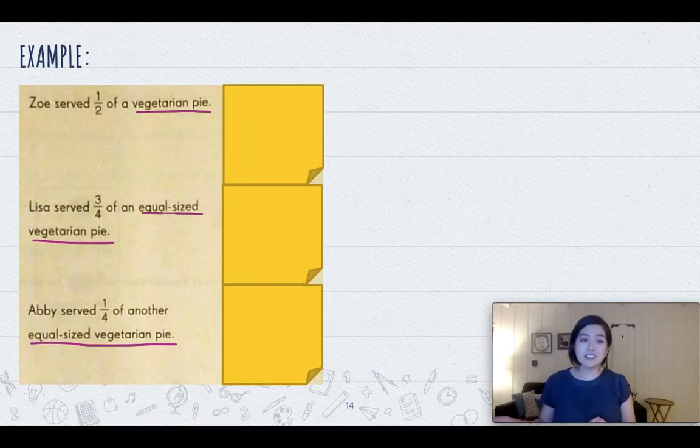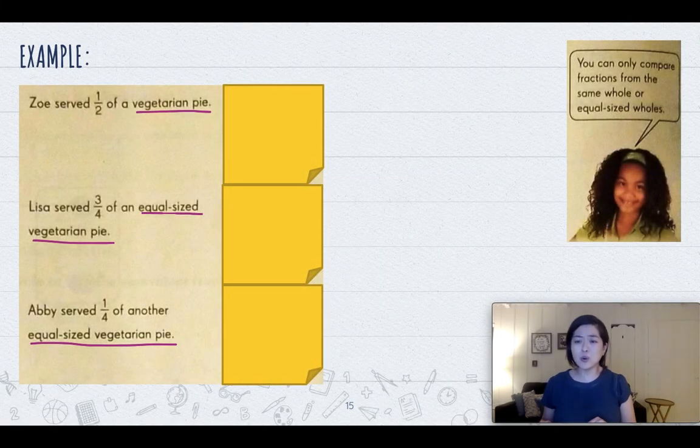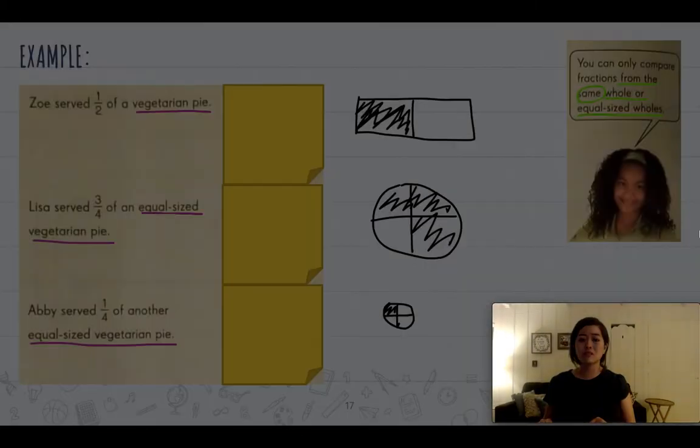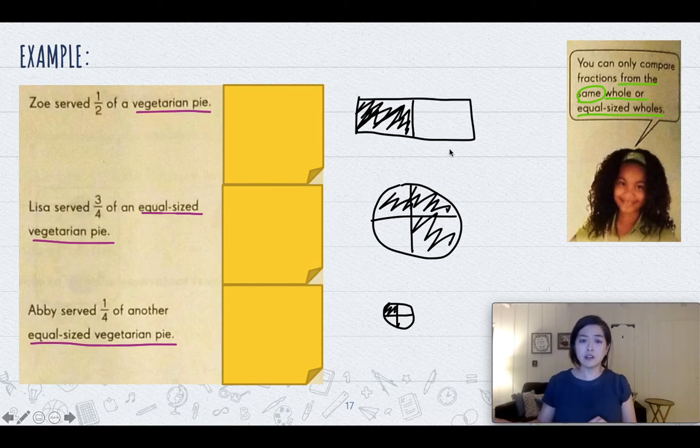Now, it says that the vegetarian pies that they served were of equal size amongst the 3 girls. Now, we can only compare fractions from the same whole or equal size whole. Let me tell you what this means. Look at this model here. This model shows 1/2. This model shows 3/4 because 3 parts are shaded and there's 4 parts total. And this model here shows 1/4 where 1 part is shaded and there's 4 parts total.